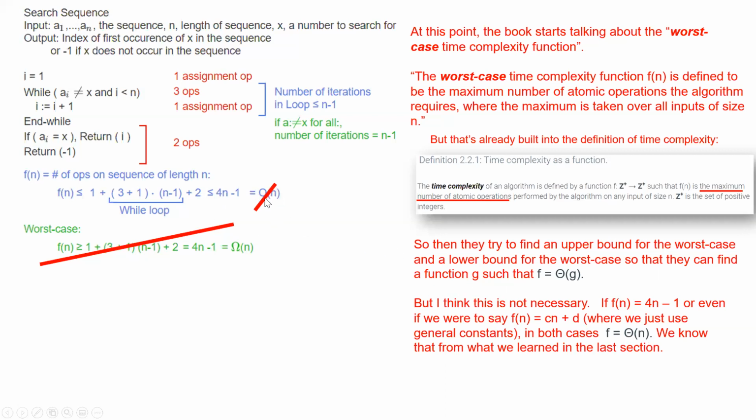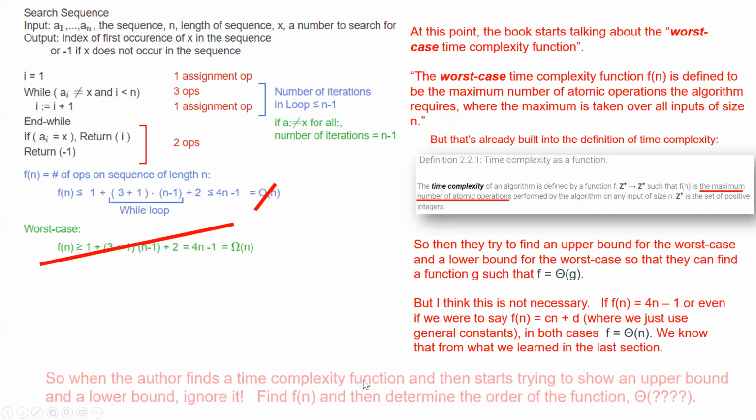I think the author is complicating it way past what it needs to be, and it doesn't even make sense what they're doing, I don't think. So don't worry about all of that. When the author finds a time complexity function and then starts talking about the upper bound and the lower bound, ignore that. Just find the time complexity function and then determine what the order of it is at that point. So here, f of n is 4n minus 1, so the order is theta of n. That's all I would say.